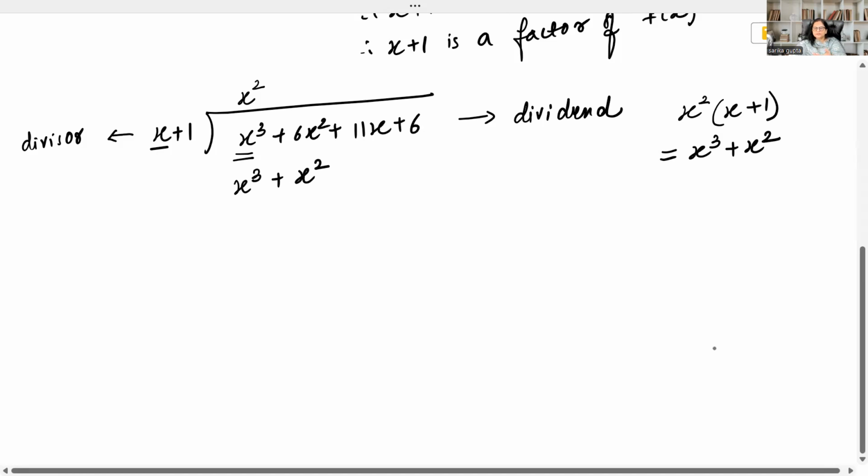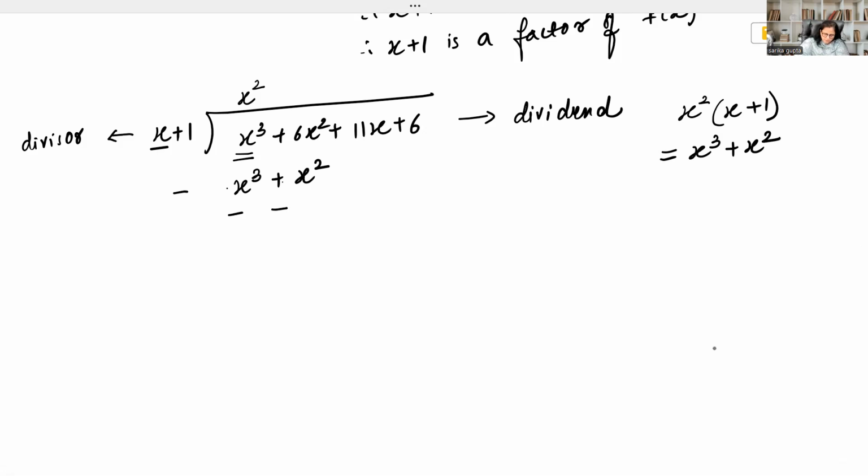Now the next step of the division, we will subtract this term. So minus into plus will make the answer minus here. Minus into plus will make the answer minus here. So x cube and minus x cube will be cancelled. Since this plus has been changed to minus, now positive x square has been converted into negative x square. So plus 6x square minus x square will give you the answer 5x square. The other two terms will be copied down as they are.